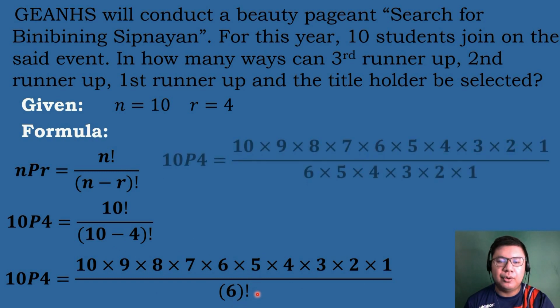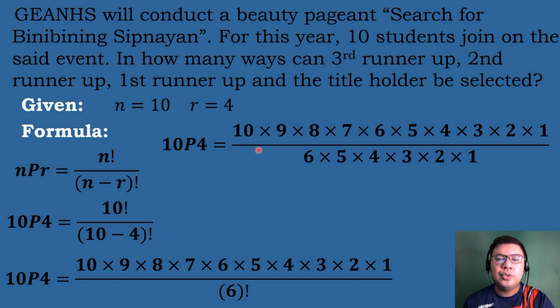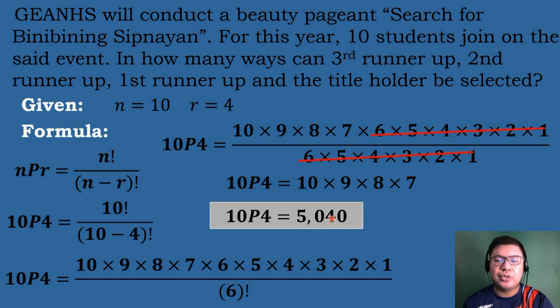Then copy the factorial symbol. And then we have 10P4 is equal to 10 times 9 times 8 up to 1, all over 6 factorial, which we will expand: 6 times 5 times 4 times 3 times 2 times 1. Then we will cancel out 6 times 5 times 4 times 3 times 2 times 1 on both numerator and denominator. Then we bring down 10P4 equals 10 times 9 times 8 times 7. Multiplying these numbers, the answer will be equal to 5040. Therefore, there are 5040 possible ways we can select the third runner-up, second runner-up, first runner-up, and the title holder if there are 10 students who will join the beauty pageant.